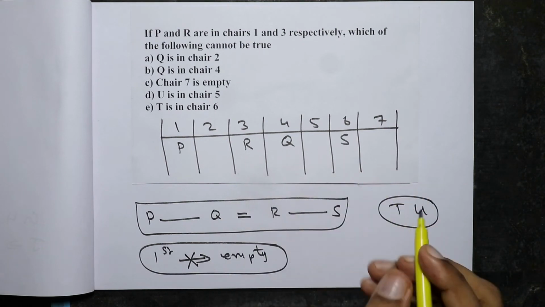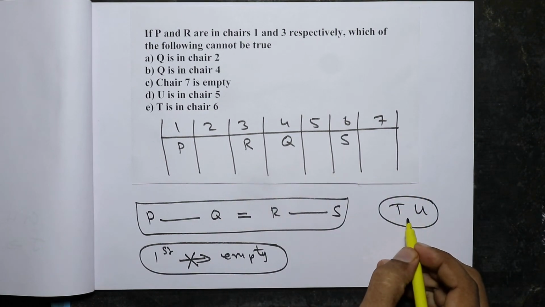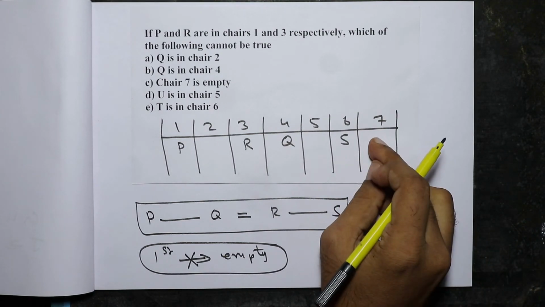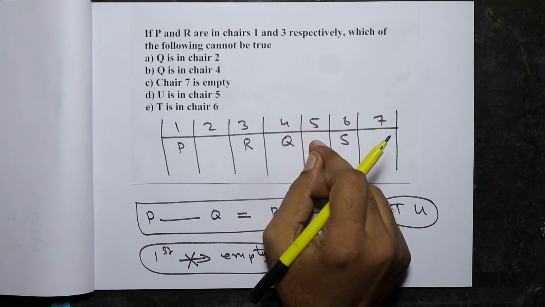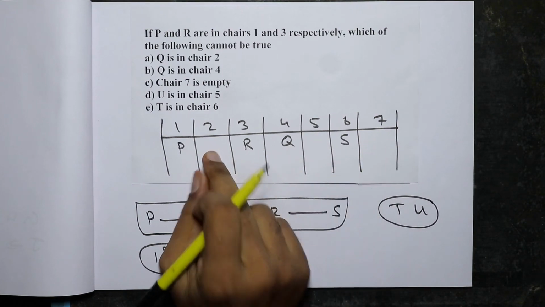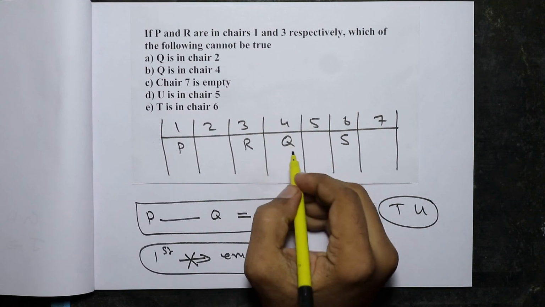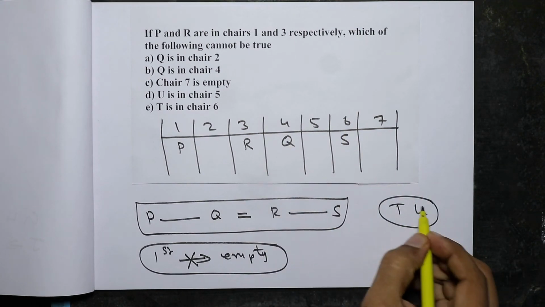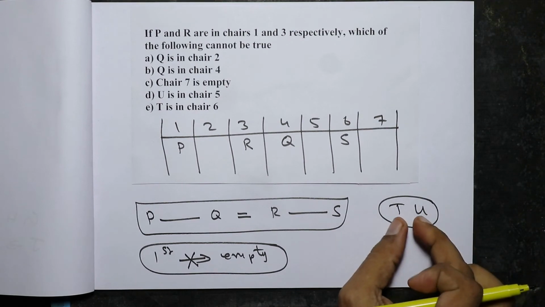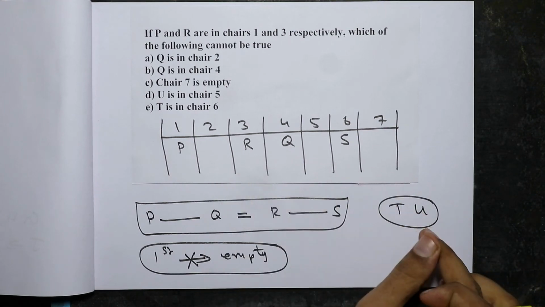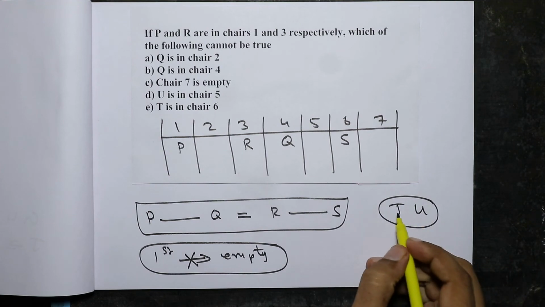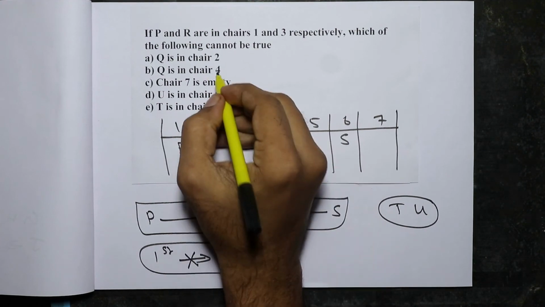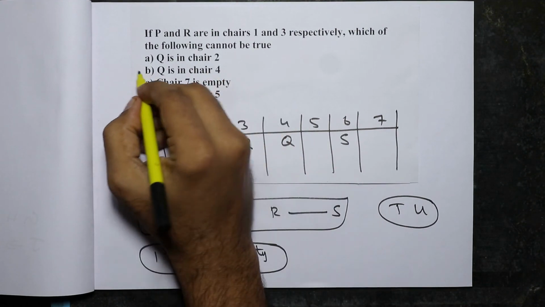Now one given condition is that T and U should be in adjacent chairs. Here only one chair is there, so both T and U cannot be placed here. Similarly, only one chair is there. So if Q is in 4, S should be in 6, and there will not be any positions for T and U, because we need to have 2 adjacent chairs and that is not available. So we will not be able to place T and U in adjacent chairs. So Q is in 4 is not possible. Hence option B is the right answer.